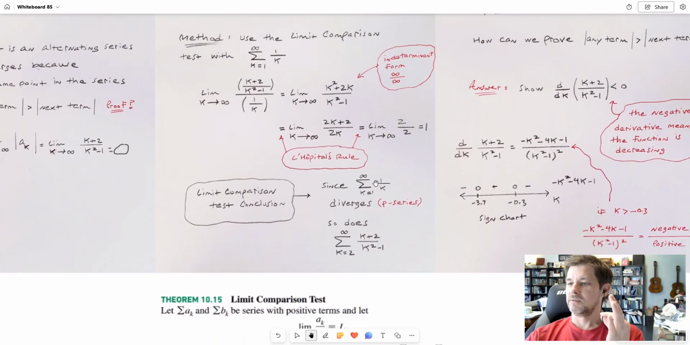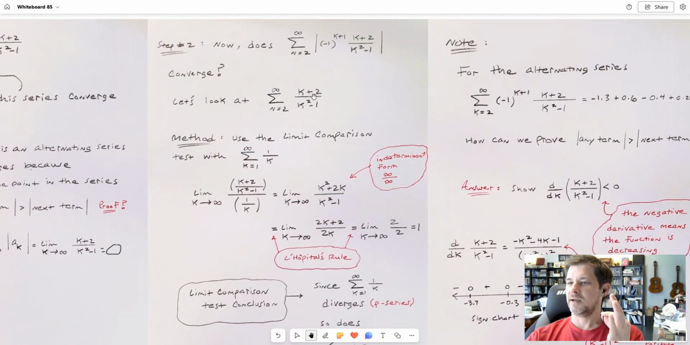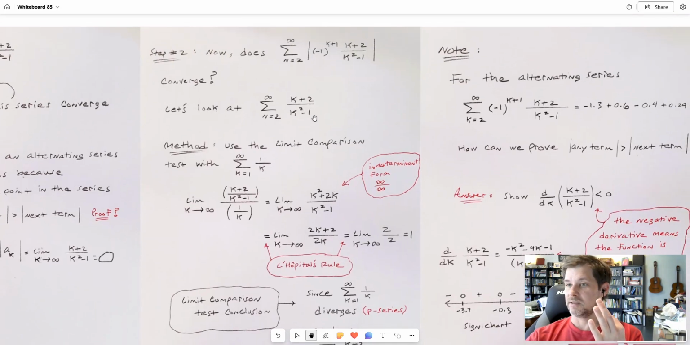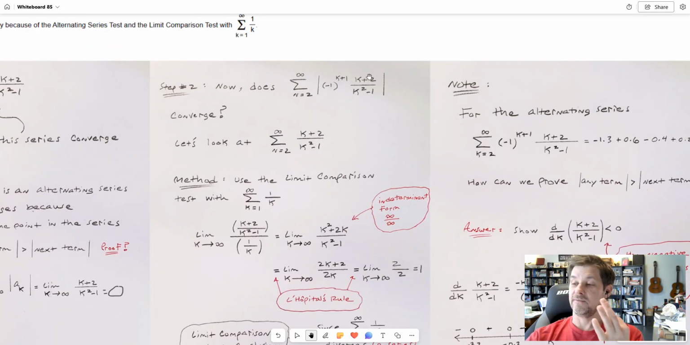So what does this one do? I'm trying to decide about that one, but in order to do that, I have to know what this one does. So what does this one do? Well, that series diverges. It's a type of p-series that diverges. So we say, so does this one. This series right here diverges.